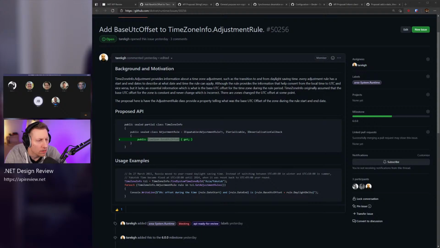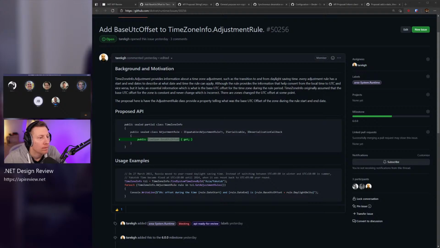So one question I have is, the existing constructor takes date start, date end, daylight delta, daylight transition start, and daylight transition end. But what you're saying is we shouldn't accept the delta? No. You would just add this one new property, base UTC offset. There's an internal constructor that has base UTC offset delta as a property. Oh, I see. Okay. Yep.